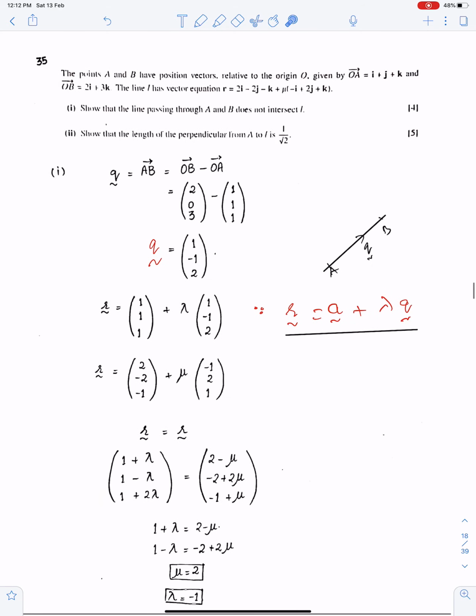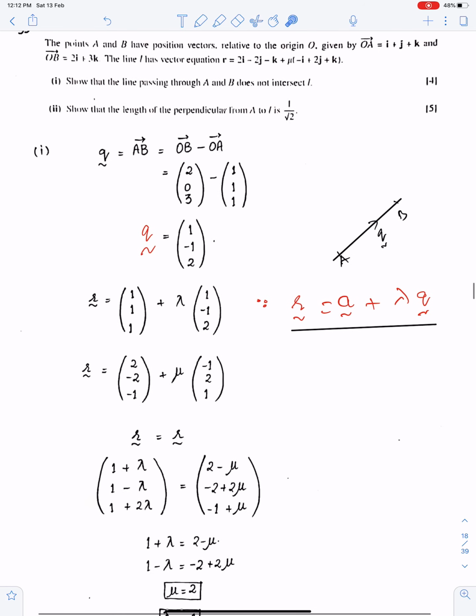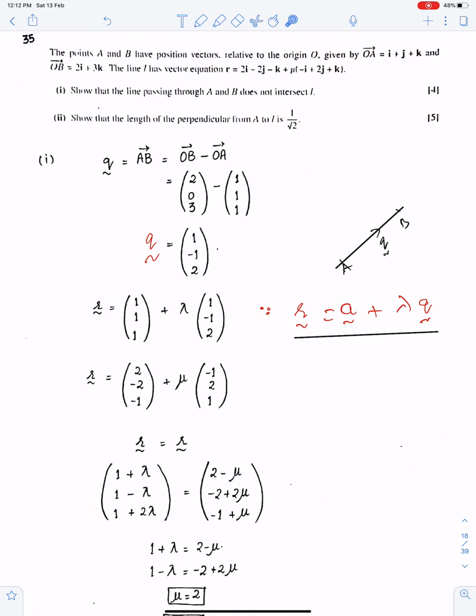This is the last question of this class. Show that the line passing through A and B does not intersect L. This is so simple. First get the equation of line AB. This is the way to get the equation of line AB. First get q, which is AB. Use either A or B for the equation of line AB. I use this point A.